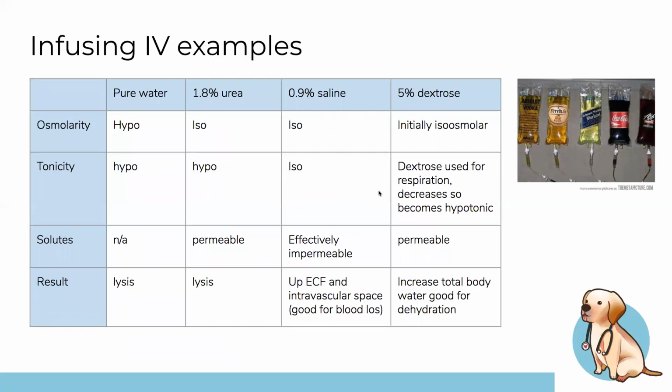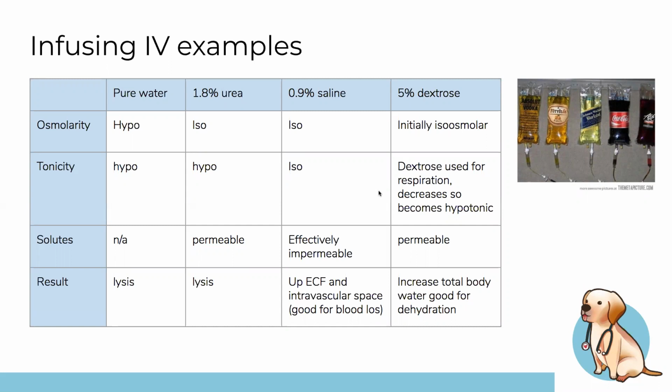For 1.8% urea, the osmolarity is iso because 1.8% urea has 300 milliosmoles per liter, which is the same as red blood cells. But the tonicity is hypo because urea is permeable, so it will diffuse across the membrane and go into the cell. We'll go through a couple of questions with this later on, which would probably make it easier to explain. So the result in that would also be lysis.